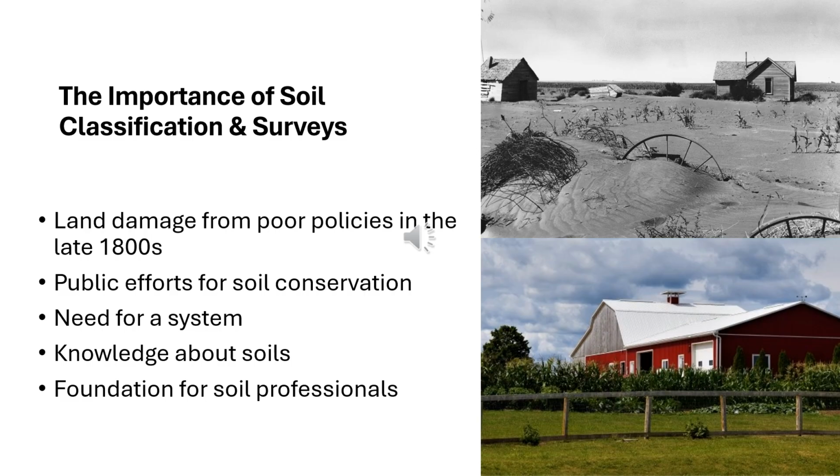To effectively conserve and manage land, we first need to understand it. That means having a standardized system for describing, naming, and classifying soil. Soil classification isn't just about naming. It helps us understand, remember, and communicate knowledge about soils effectively, providing essential tools for soil professionals to survey the land and document their findings.